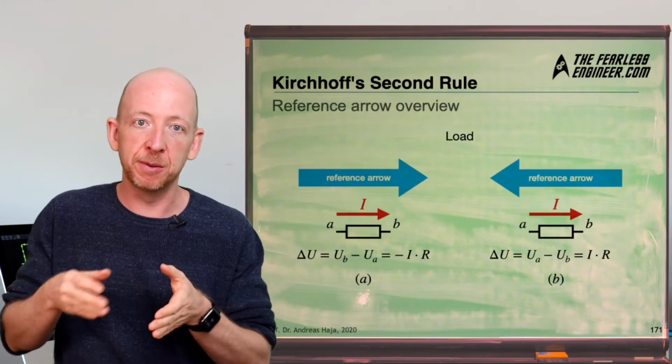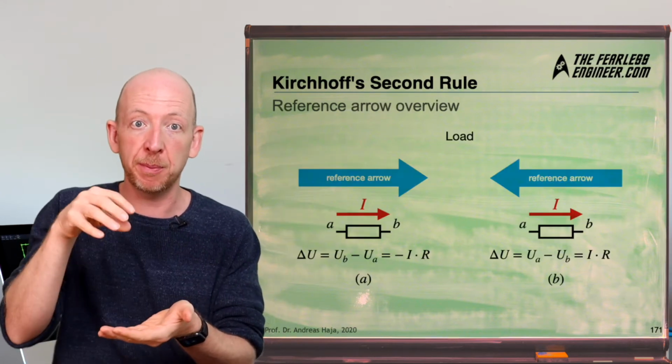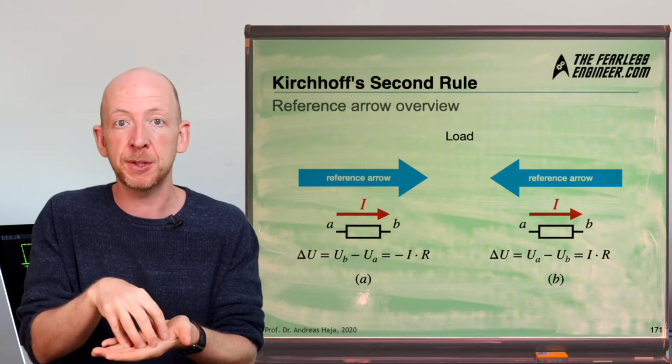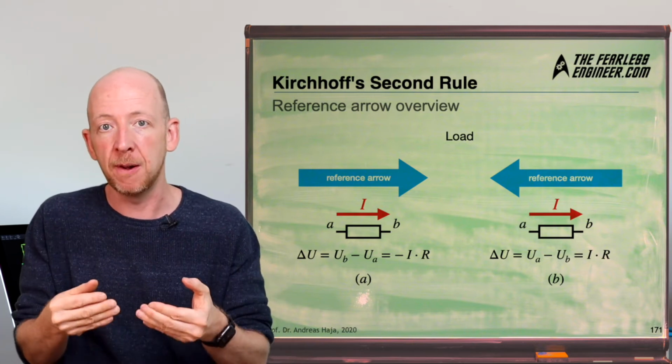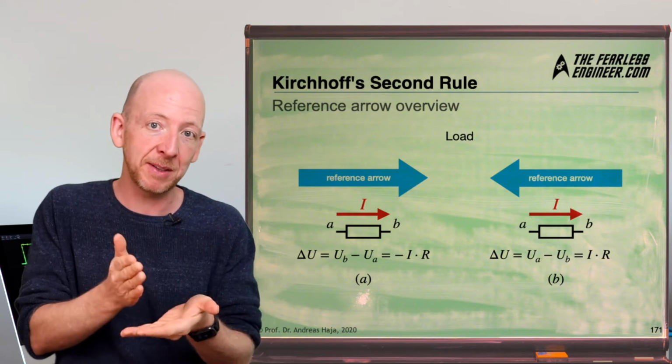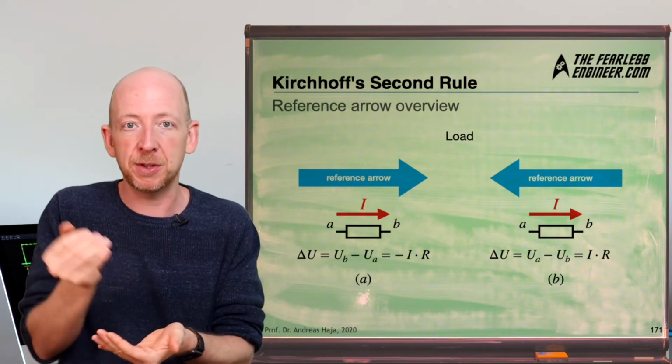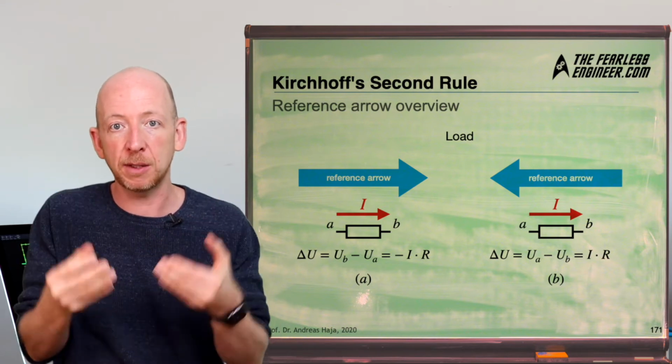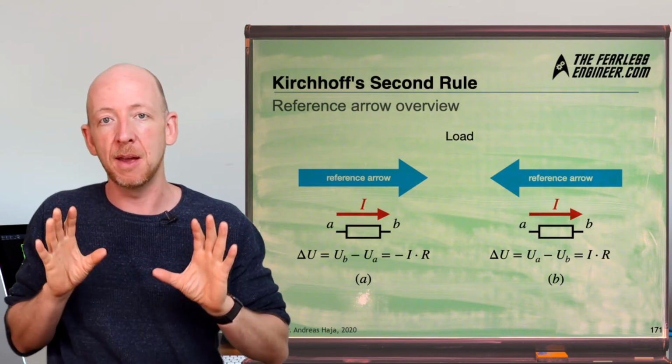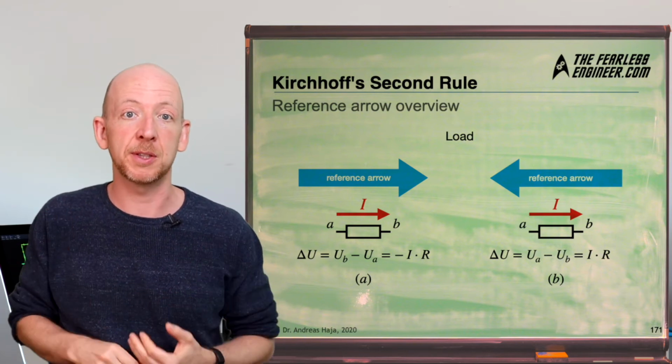But when we are moving through a loop to sum up the voltages, it's very important that we observe the signs with which the voltages enter the loop equation. Whether we have to choose plus or minus depends on the direction in which the current flows, and whether we look at an active component such as a source or at a passive component such as a resistor.